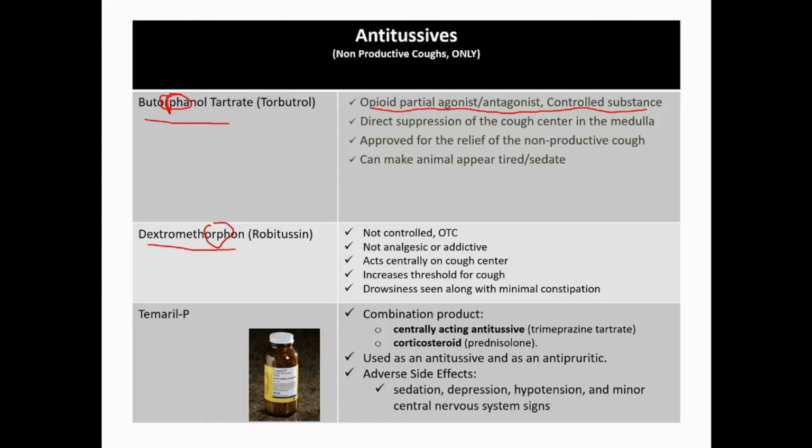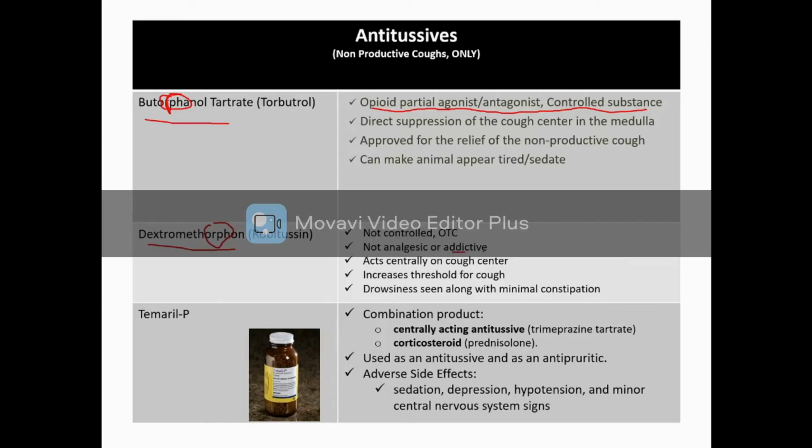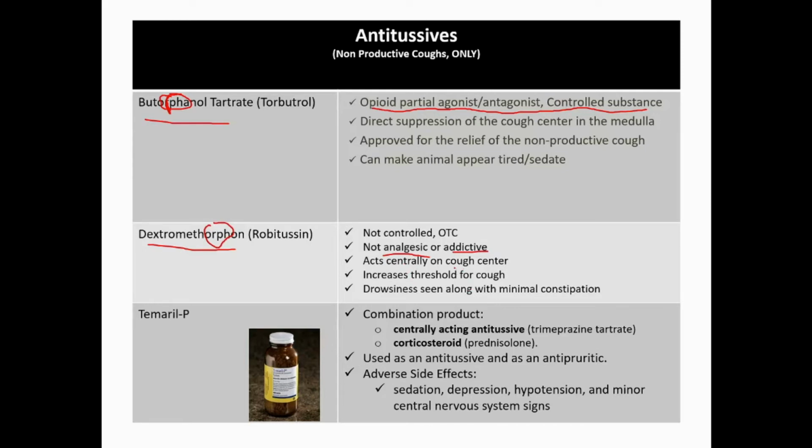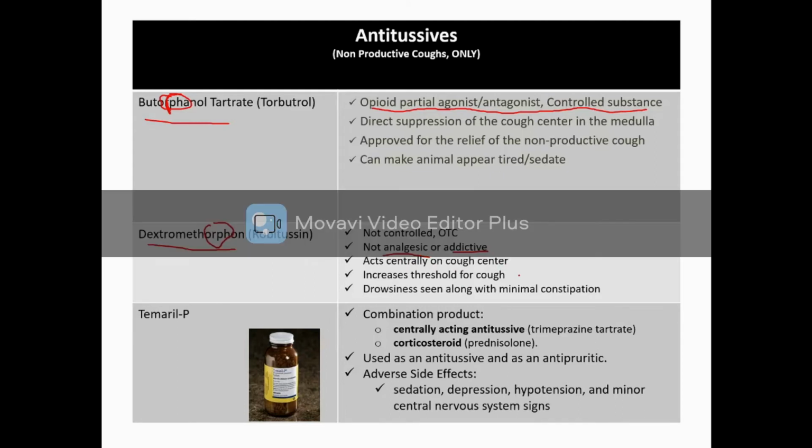Dextromethorphan or Robitussin is not controlled because it's not addictive. It is also not analgesic. It does have some of the same properties as butorphanol, but it's less effective. So it does act centrally on the cough center, increases the threshold for cough, which means we have to increase the stimulus to cause a cough. But we can see some drowsiness or minimal constipation, as we might see with butorphanol tartrate.